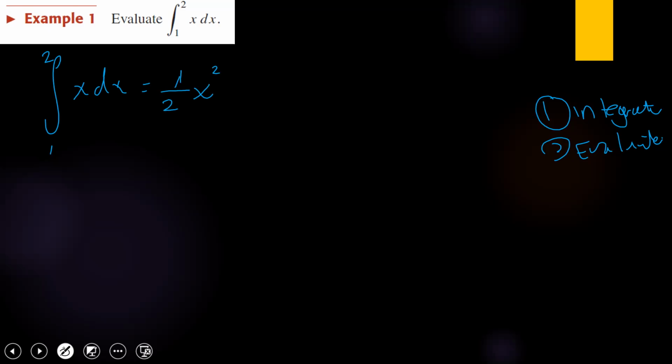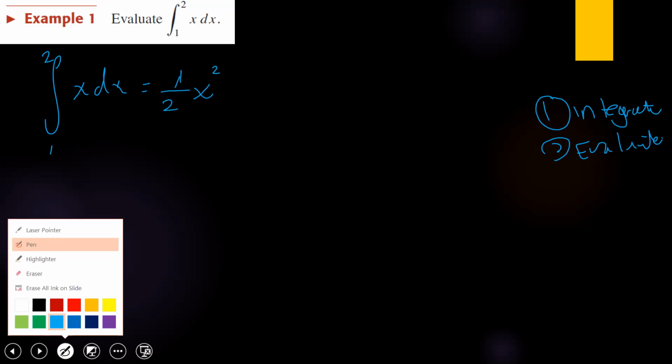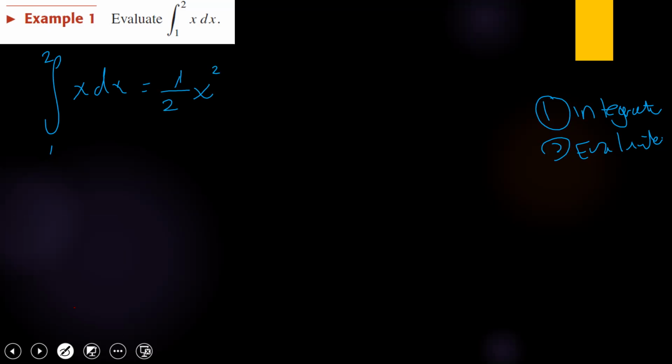Then here, if you have a definite integral, don't write plus c, because later on it will be cancelled. So keep it as half x squared, then from 1 to 2. That means I integrated now, and I want to evaluate from 1 to 2. It's like I have to find f of 2 minus f of 1.